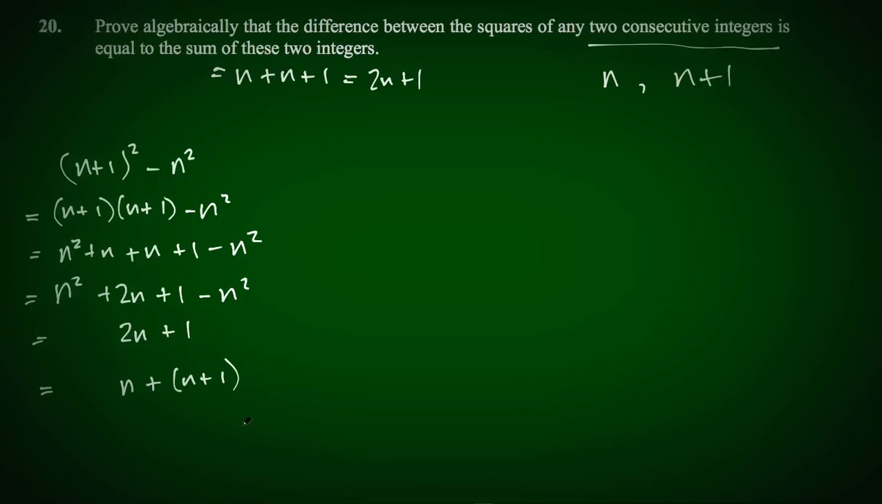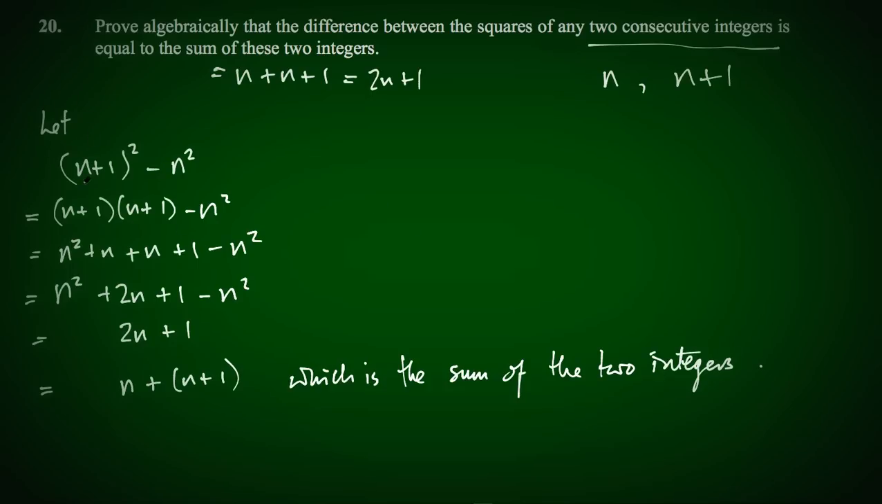So that shows that, well, we've proved what we need to prove, which is the sum of the two integers. I'm just going to put a statement at the start of this. Let the consecutive integers be n and n plus 1.